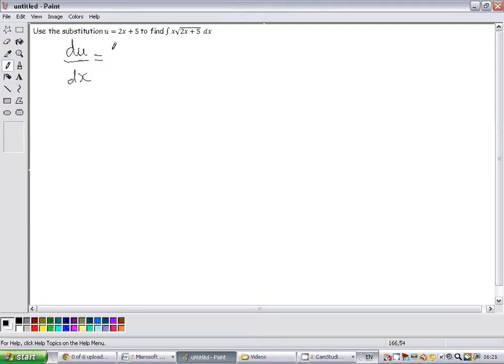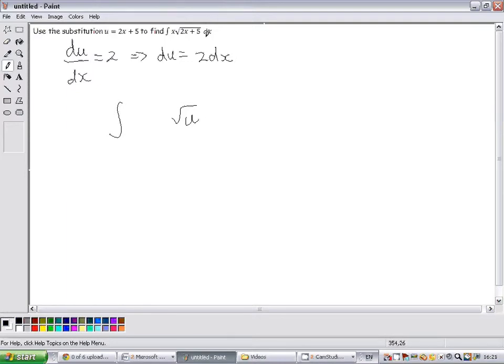They tend to call it u. So if we find du by dx, that gives us an answer of 2. And if I just rearrange that, du can be written as 2 dx. Now, the word substitution means that everything here that's in terms of x has to be replaced by something in terms of u. So, looking at the square root part, square root of 2x plus 5 can obviously be written as square root of u.